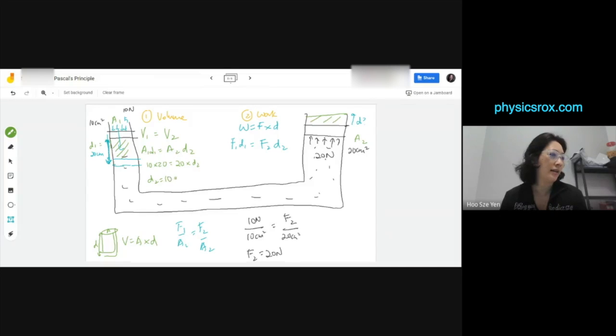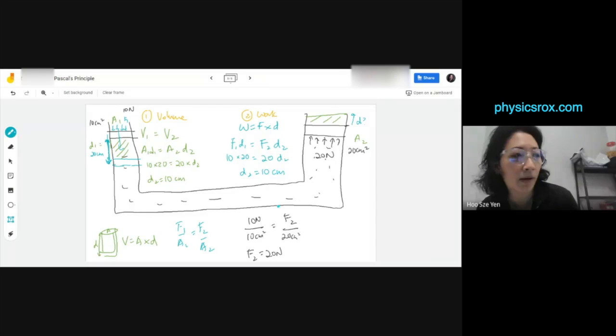you will get D2 as 10 cm. If you use the work formula, I'm sorry, I'm going very fast here because time's running out. F1, let's say, is 10 Newton times D is 20 cm. F2 is 20, unknown D2, you count, you still get the same answer. So whether you use volume or work, you get the same answer.